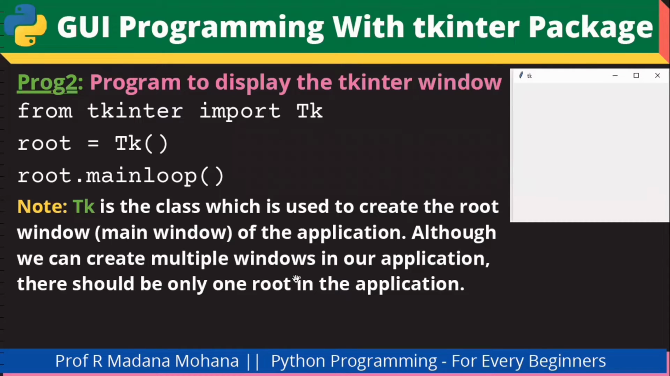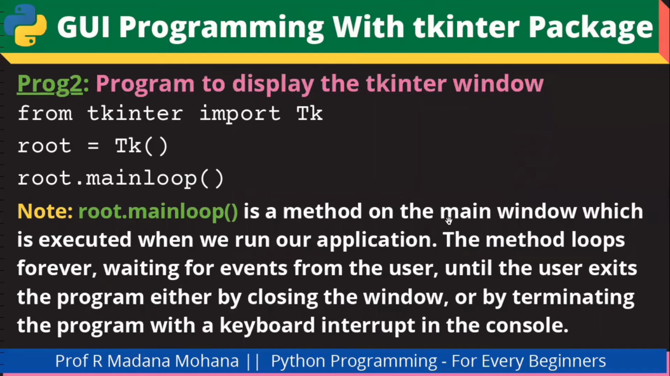Although we can create multiple windows in our application, there should be only one root in the application. Whenever you run this program, you can see on the right side one image is displayed. This is the GUI tkinter window. Here we use another method, root.mainloop, which is a method on the main window executed when we run our application. The method loops forever, waiting for events from the user until the user exits the program, either by closing the window or by terminating the program with a keyboard interrupt in the console.